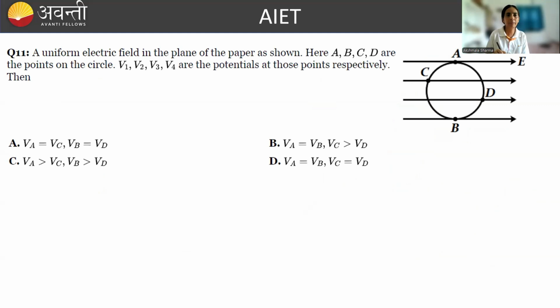A uniform electric field in the plane of paper as shown. Here A, B, C, D are the points on the circle. V1, V2, V3, V4 are the potential at those points respectively. So these points are the potentials point. ठीक है. So potential को compare करना है basically. How we can do that? There is one thing that you know. There is one formula, dV equal to minus E dot dl.